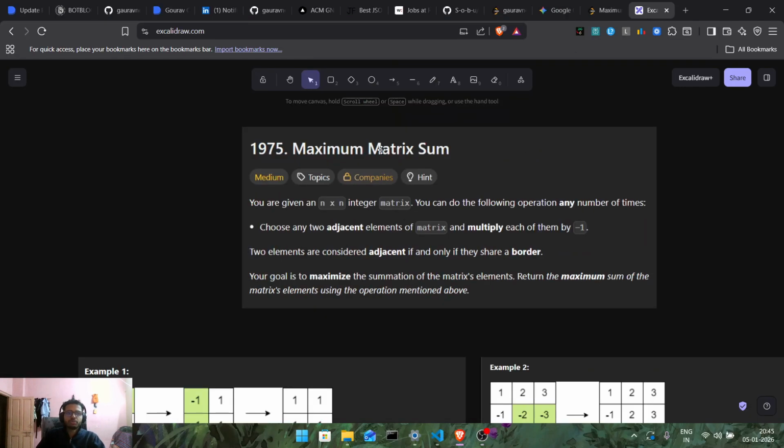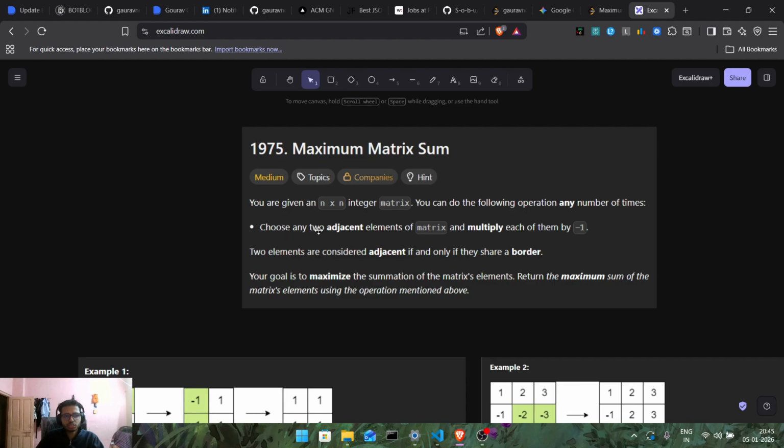Hey guys, so today we'll be solving LeetCode number 1975, Maximum Matrix Sum. So let's see what the question states. You are given an n by n integer matrix. You can do the following operation any number of times. So we have to do this operation any number of times we can, but we have to reach a conclusion. Let's see what the question actually states.